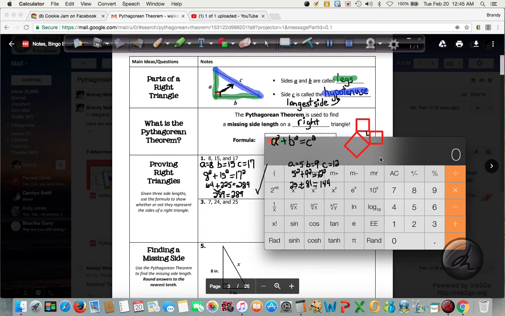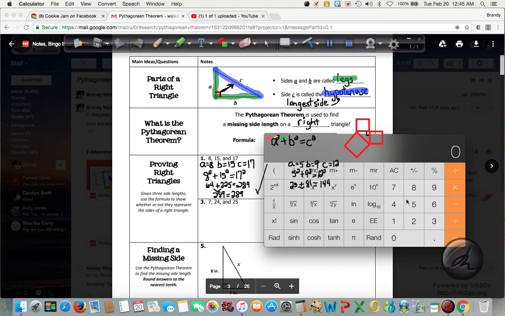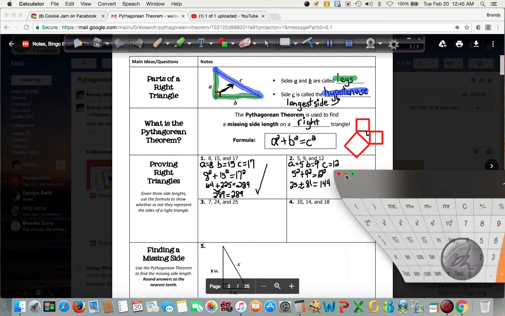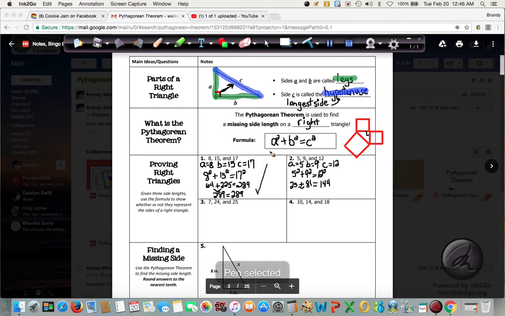And now I have 25 plus 81 equals 106. All right, so 106, we're going to write that down below. Now, does 106 really equal 144? Is that the same number? No, it is not. They are not equal.